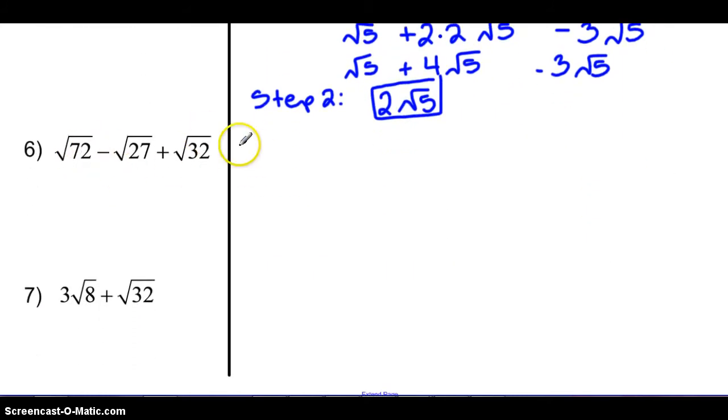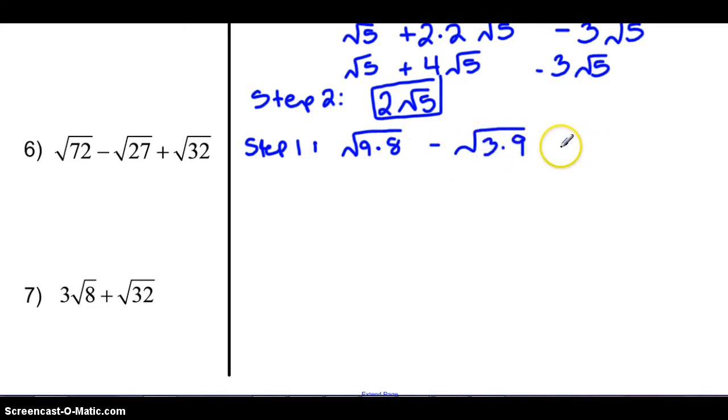Square root of 72, again, step 1, let's try to break these down. So I have square root of 72 comes from, let's do 9 times 8. How's that? We'll work with that first. 27 you can write as 3 times 9. And then 32, I can write that as, how about 16 times 2? Again, it doesn't matter if you use different numbers to break these down. They'll always wind up being the same at the end, as long as you simplify completely.